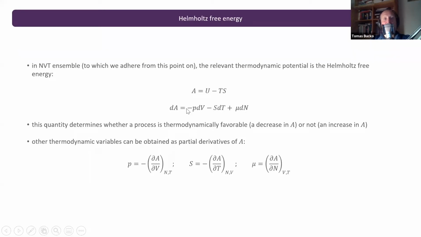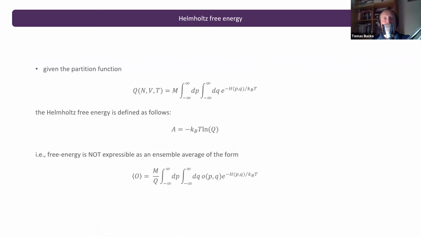The remaining thermodynamic variables, pressure, entropy, and chemical potential, can be obtained via partial derivatives with respect to the natural variables. By analyzing changes of free energy, you can say whether a process is spontaneous or not. In the former case free energy decreases, in the latter it increases, and in the case of equilibrium, free energy reaches its minimum at the stationary state, so delta A is 0, for instance.